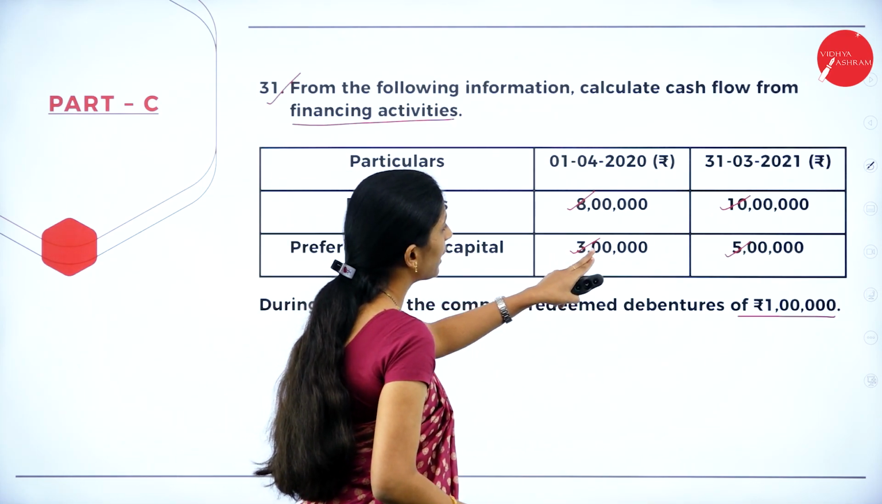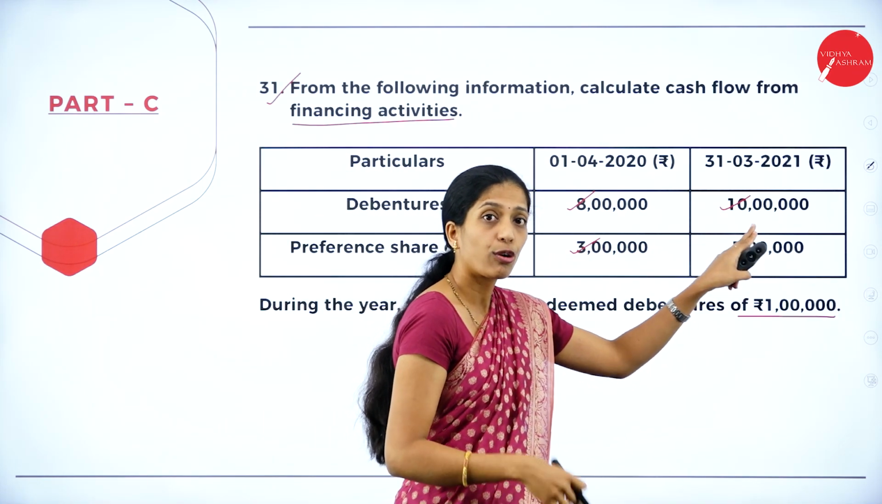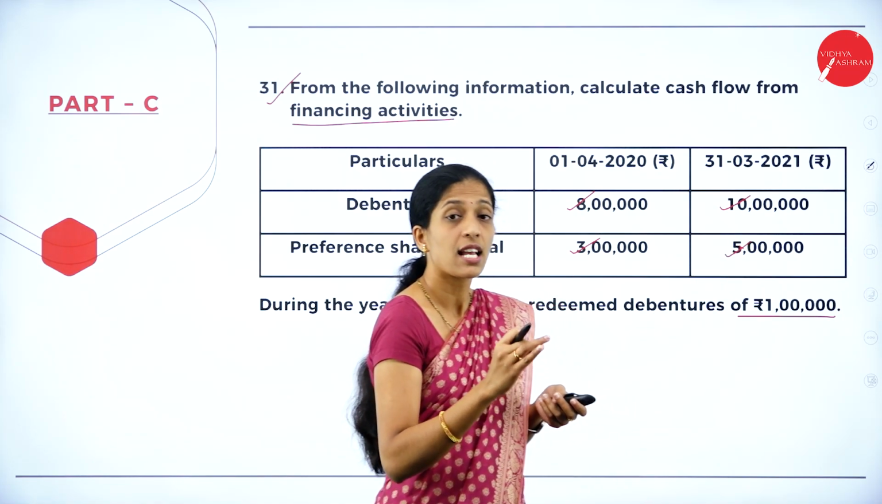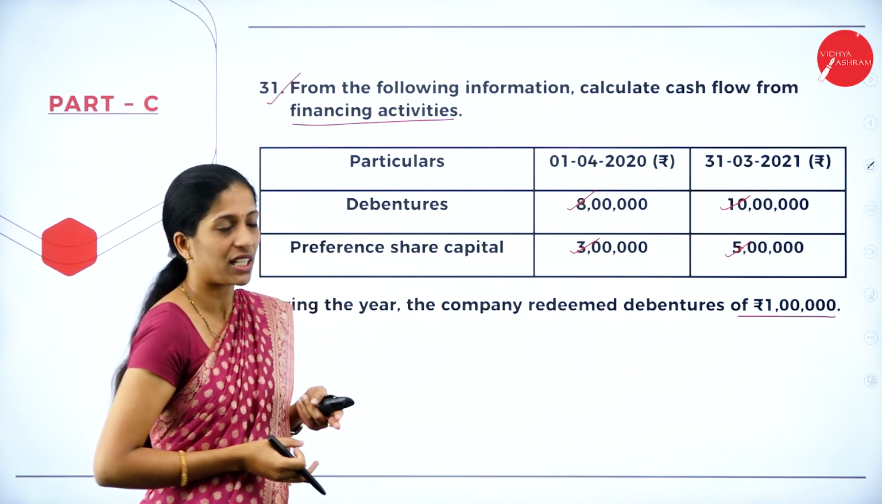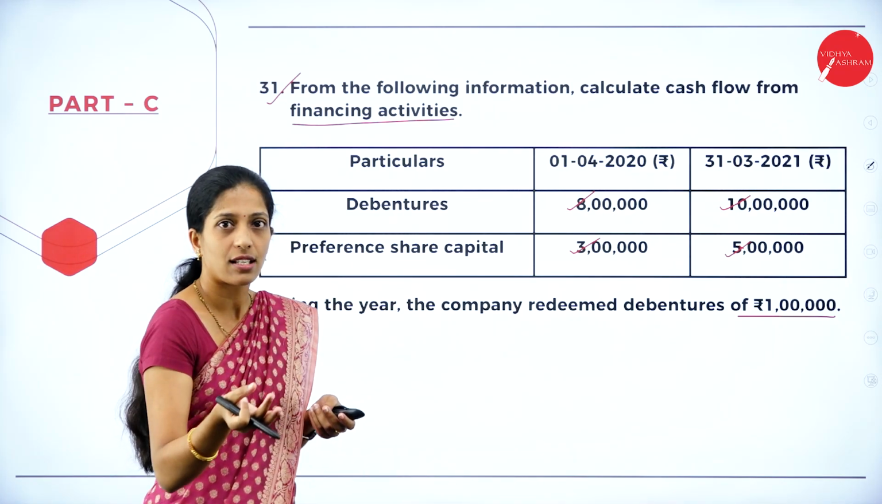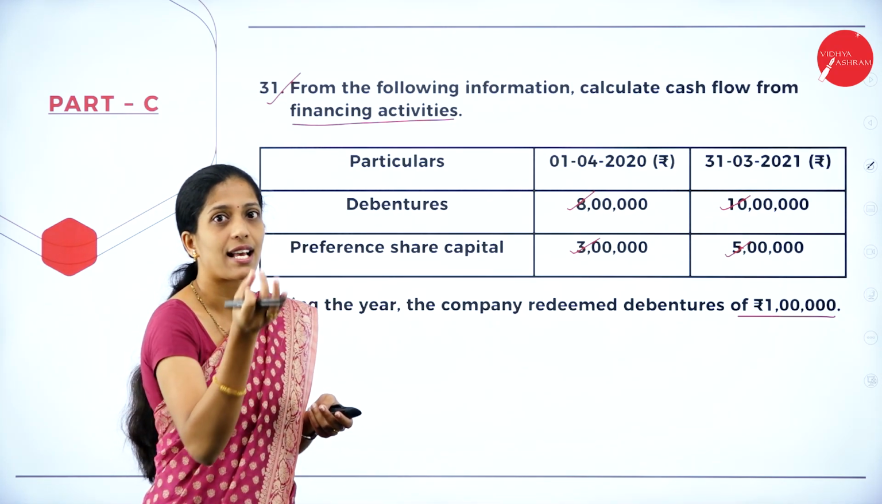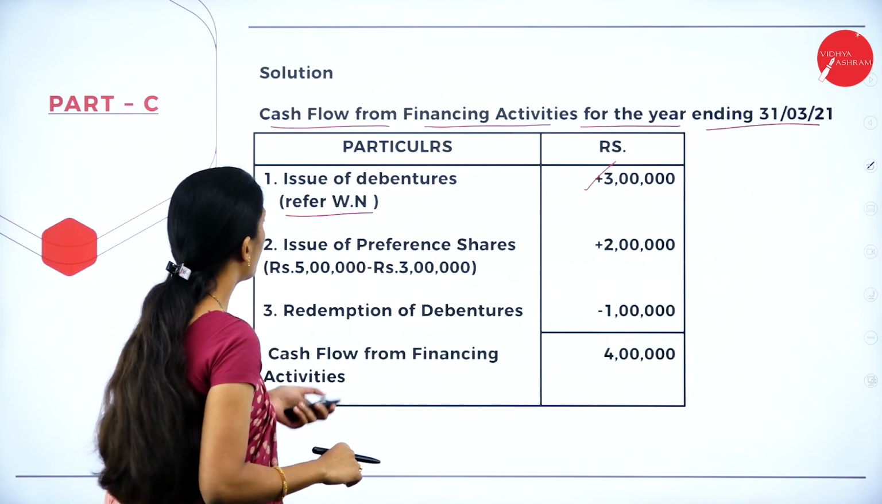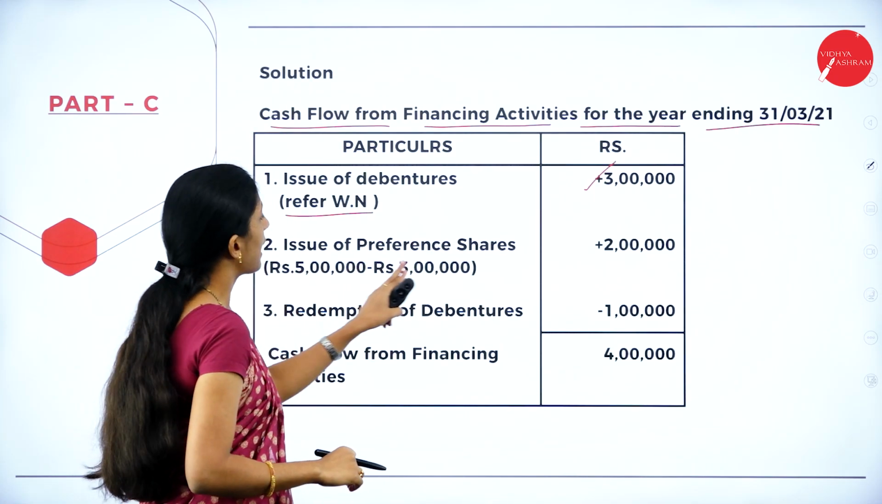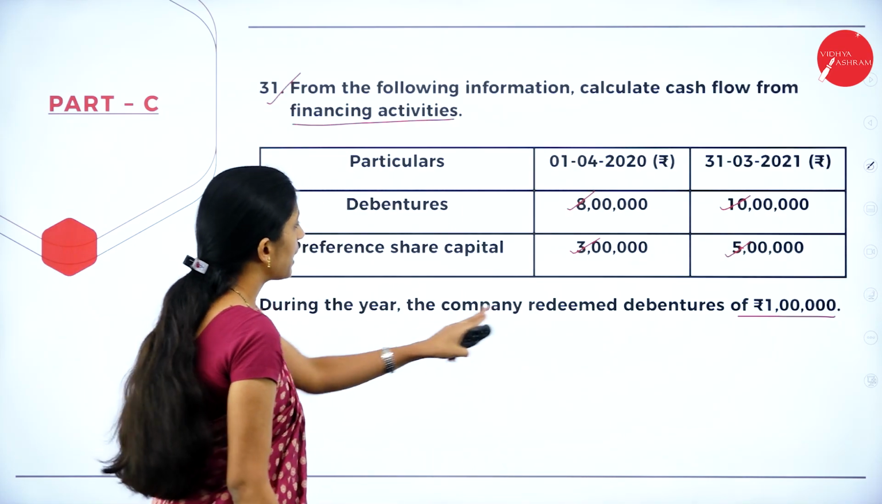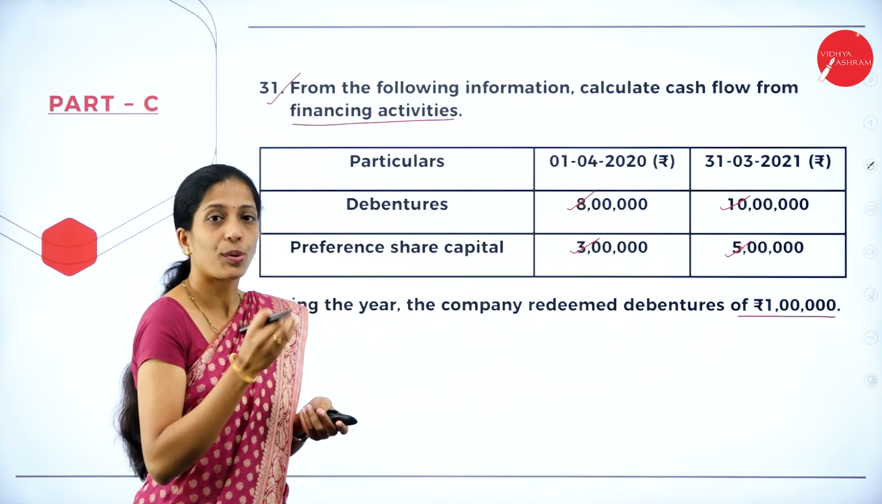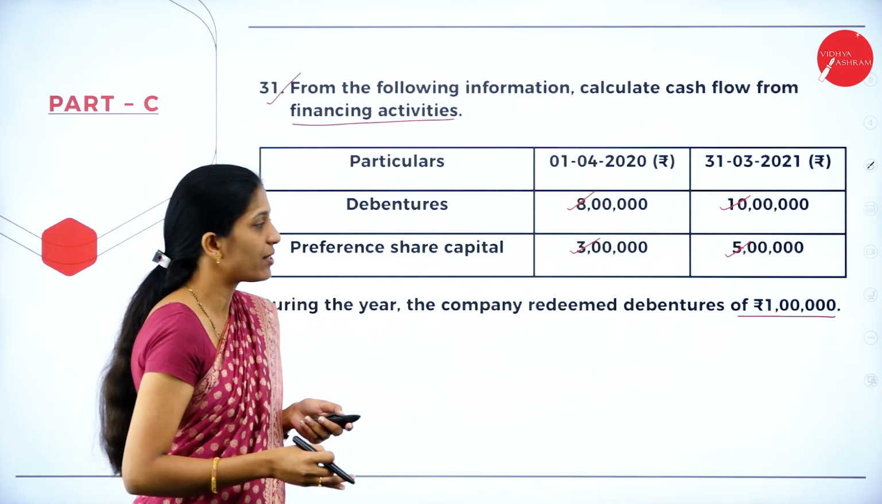In the beginning it was 3 lakh and the closing balance was 5 lakh. In the sense, the company has issued preference shares and raised its capital. To what extent has it increased? 2 lakh. So, issue of preference shares, 5 lakh minus 3 lakh, that is 2 lakh. Next, they have given redeemed debentures. So we have to minus those debentures.